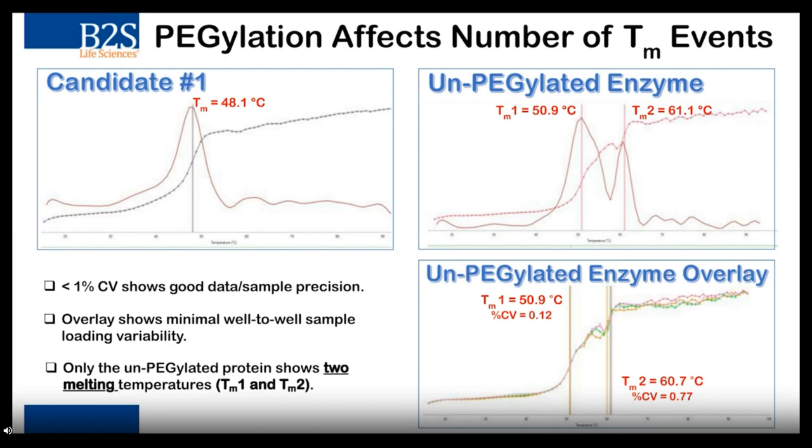So if we look at the statistics for all these experiments, they all had less than 1% CV, which indicated good precision and minimal well-to-well variability.